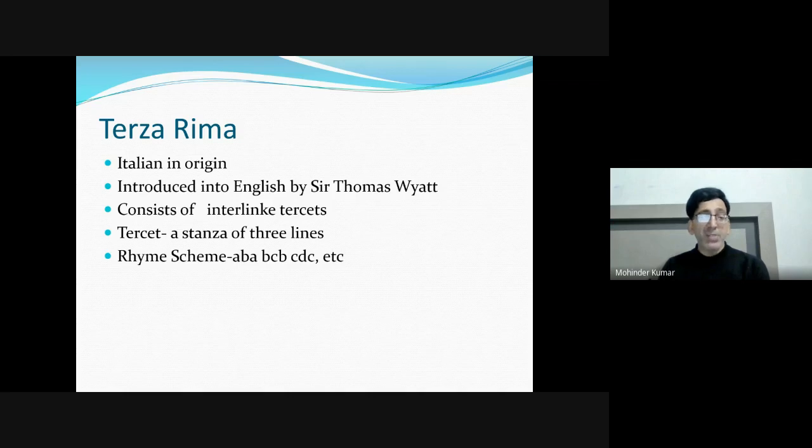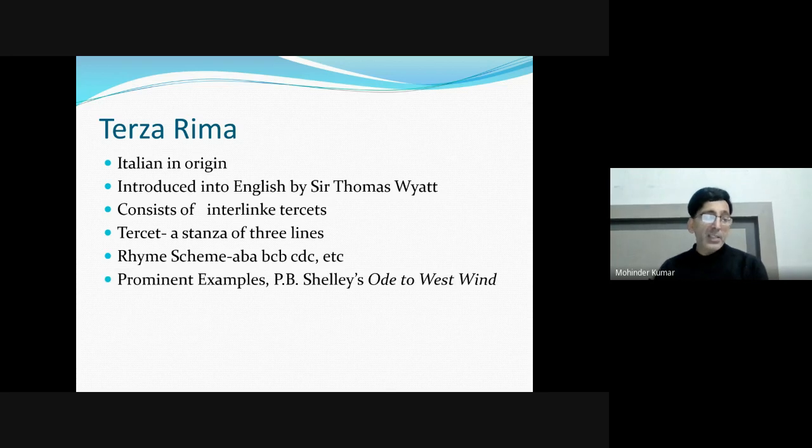Then it starts with C, D, C. Agli teen line kahan se start hongi? D se. D, E, D. Phir E se shuru ho jayenge. Aise ye judte jayenge. So that's terza rima, and terza rima has been used by P.B. Shelley in his wonderful poem Ode to the West Wind. You must remember.